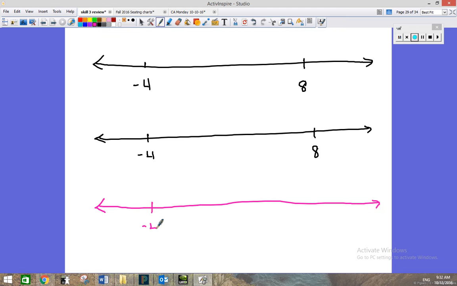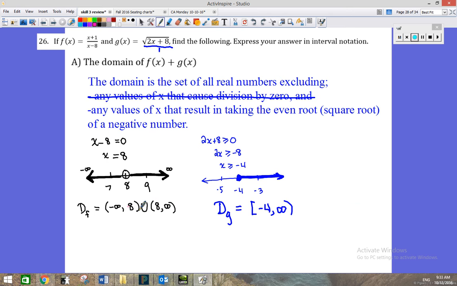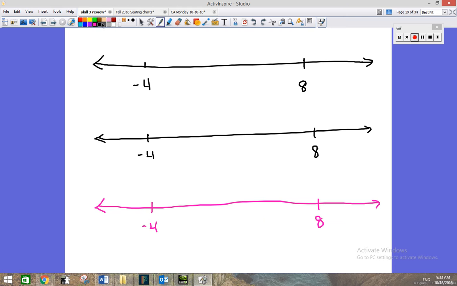The idea of an intersection is that the x has to be in both sets to be in the intersection. So in the first one, on the top one, all real numbers except 8. So let's come in and shade in all real numbers except 8.